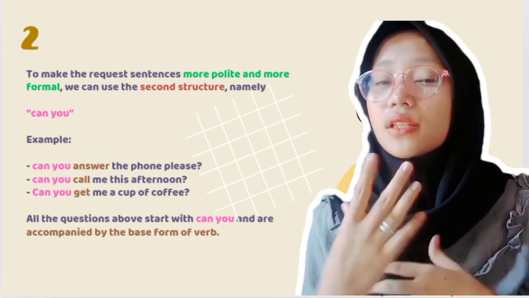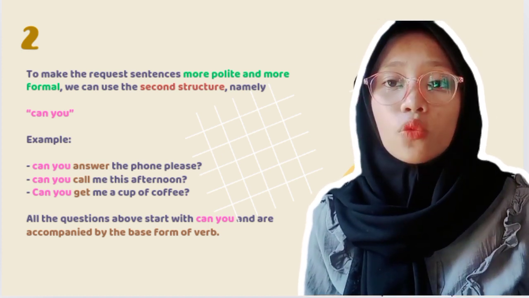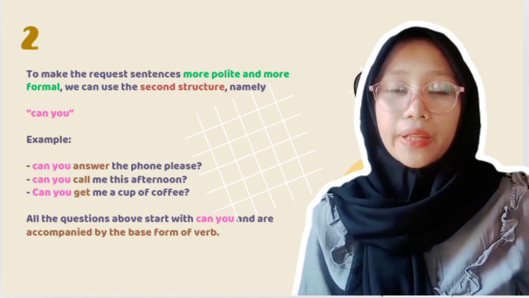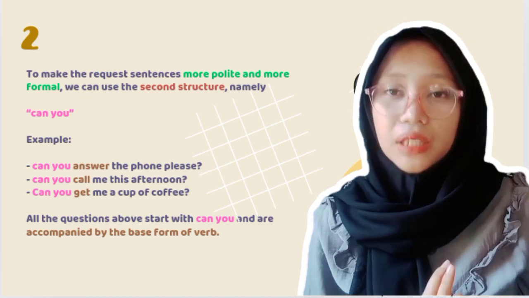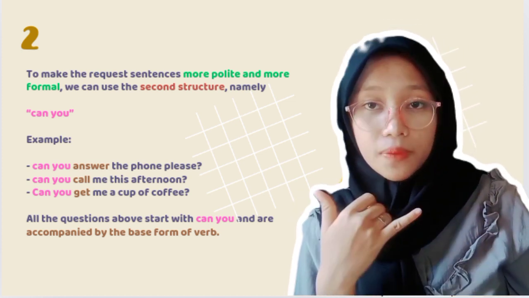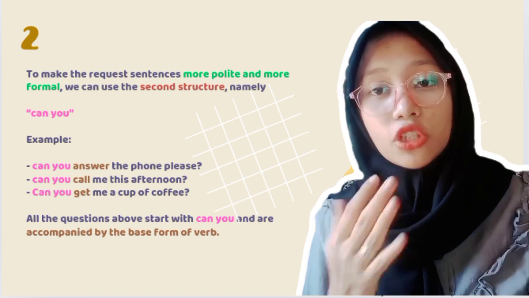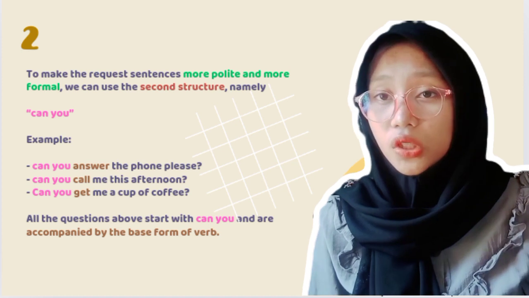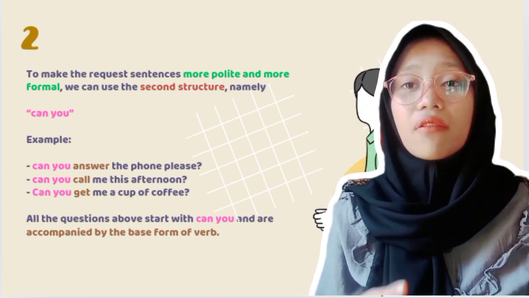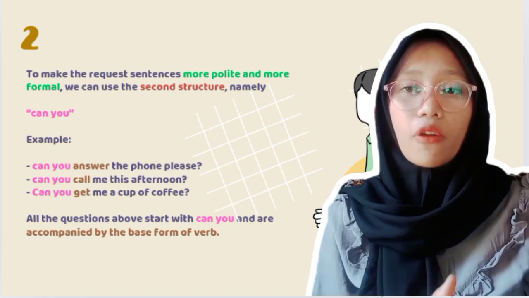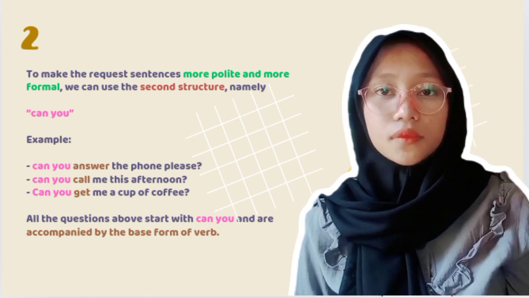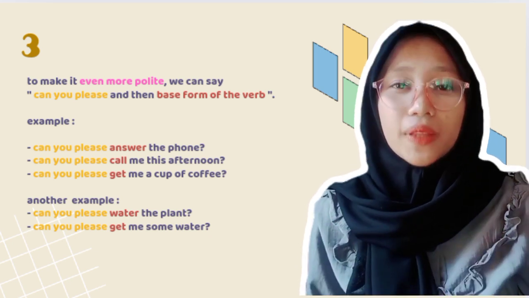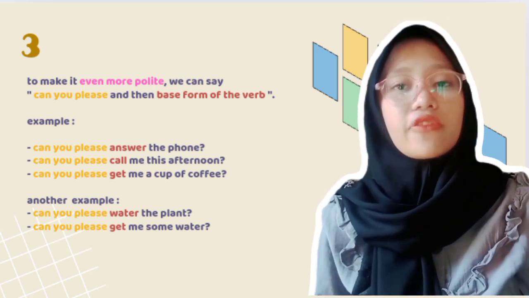To make the request sentence more polite and more formal, we can use the second structure, namely can you. For example, can you answer the phone, please? Can you call me this afternoon? Can you get me a cup of coffee? All the questions above start with can you and are accompanied by the base form of the verb.